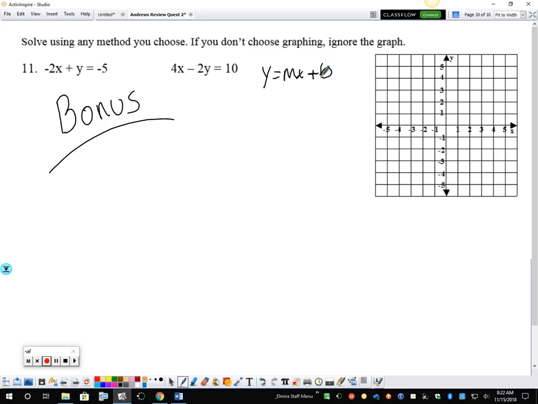You don't have to do that, okay? You could choose to solve algebraically, but I'm not going to tell you what strategy to use. That's what makes it a bonus, is you're figuring this out, okay?